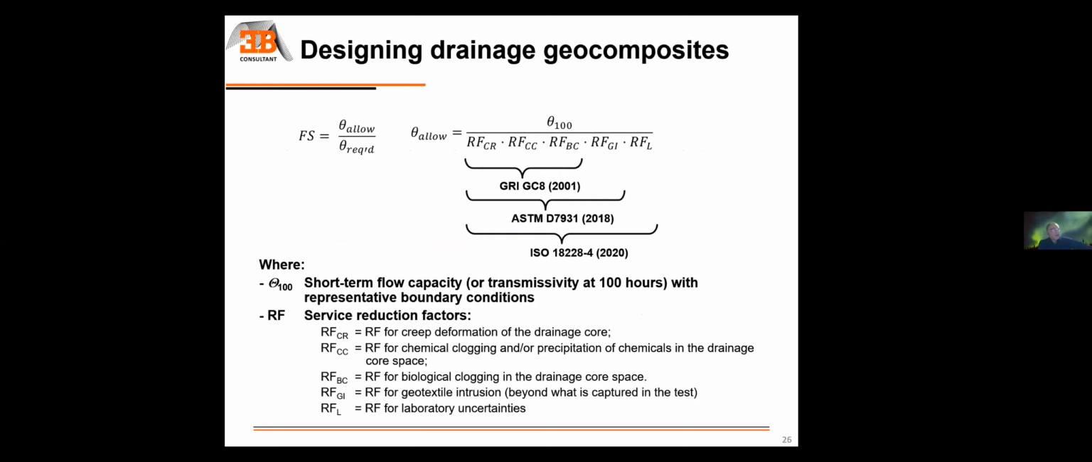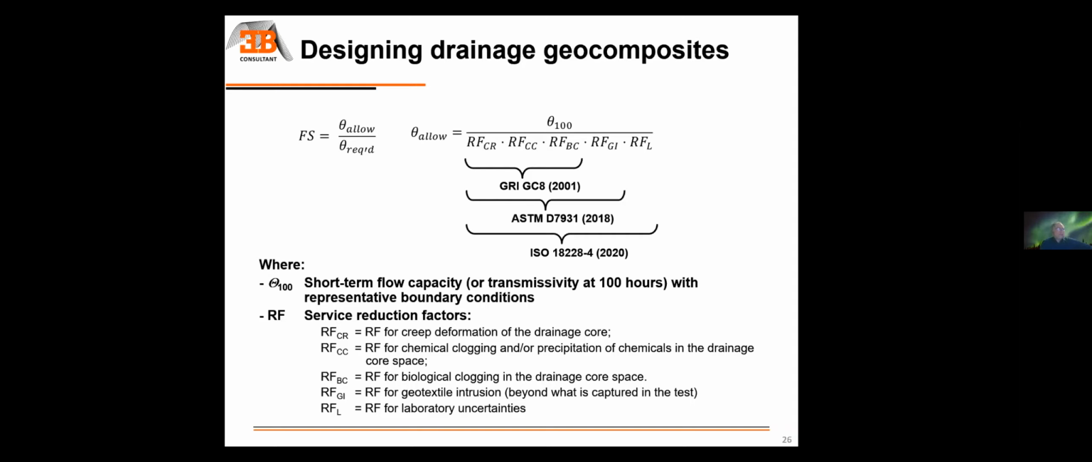So how are these flow rates defined? The required flow rate is something which is defined by the project. It's the rainfall, the slope, the length between the collectors and stuff like that. This is not something I'm going to discuss today. It is actually discussed pretty extensively in the ISO 18228 document. The allowable flow rate, on the other hand, is what we're going to discuss today.